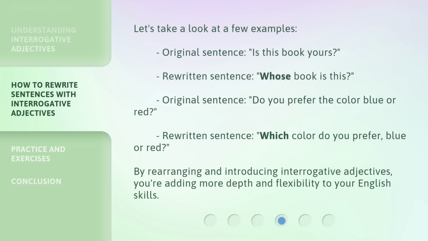Let's take a look at a few examples. Original sentence: is this book yours? Rewritten sentence: whose book is this? Original sentence: do you prefer the color blue or red? Rewritten sentence: which color do you prefer, blue or red? By rearranging and introducing interrogative adjectives, you're adding more depth and flexibility to your English skills.